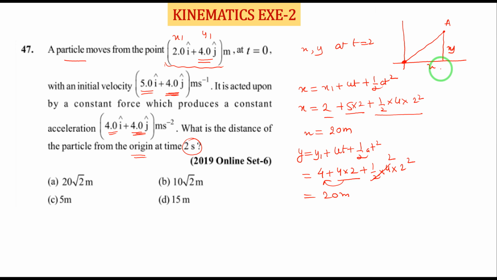So x is also 20 meter and y is also 20 meter, and therefore this distance is coming as 20 root 2 using Pythagoras theorem. So OA is 20 root 2 meter. Okay, A is the answer.